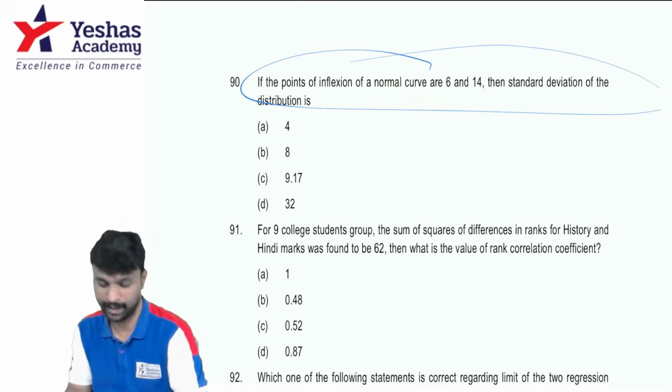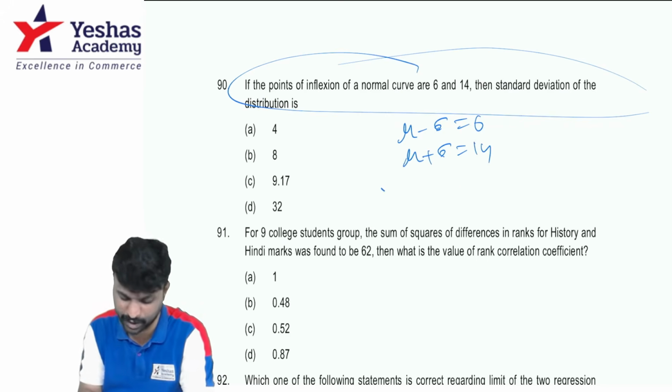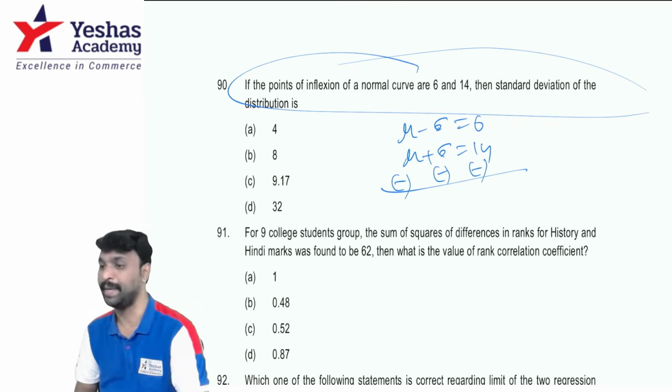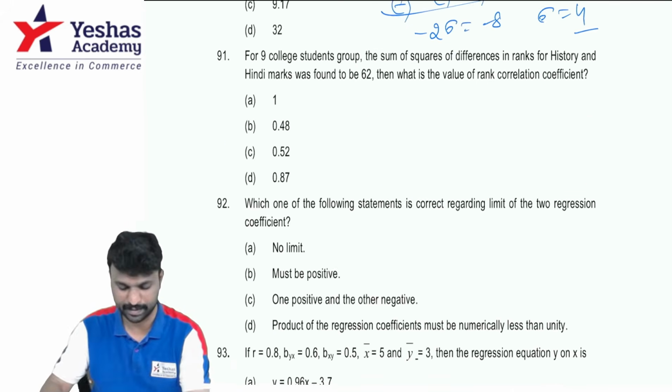So points of inflection, mu minus sigma is 6 and mu plus sigma is 14. They're asking us to find the standard deviation. If you want to find the standard deviation, change the sign so that mean gets cancelled. So it's minus 2 sigma is equal to minus 8. So sigma is equal to 4. Option A is the right answer.